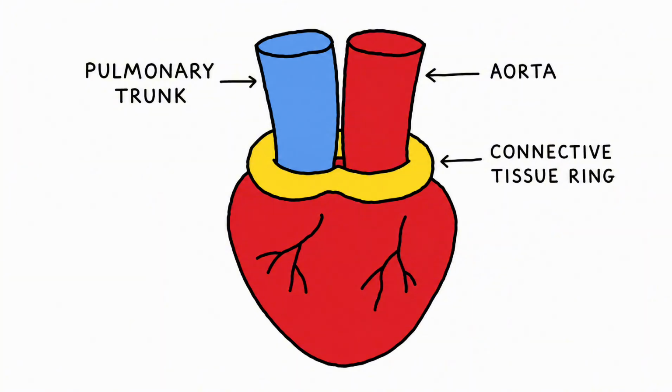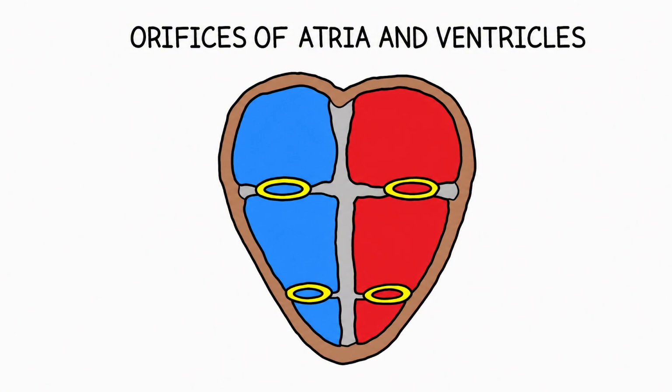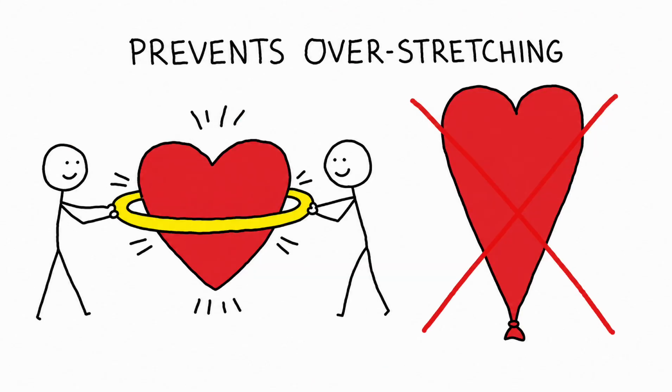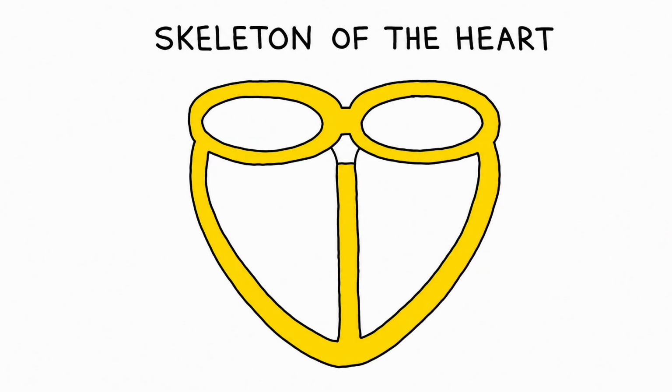So here you have these rings of dense connective tissue that actually surround the origins of the pulmonary trunk and aorta and the orifices of the atria and ventricles. The reason why you have this is because this provides attachment for the heart valves and muscle fibers. And this prevents any excessive dilation of the heart chambers during a contraction. So these rings, along with other fibrous masses in the interventricular septum, actually make up the skeleton of the heart.